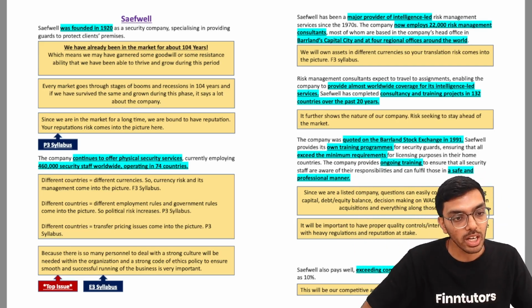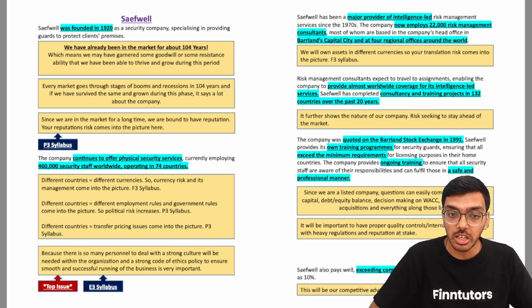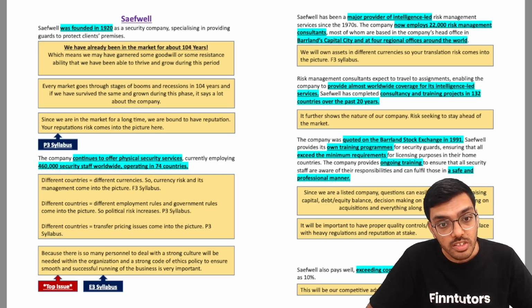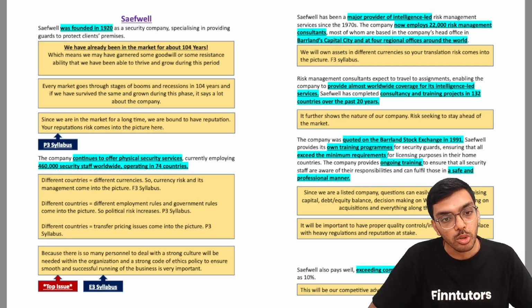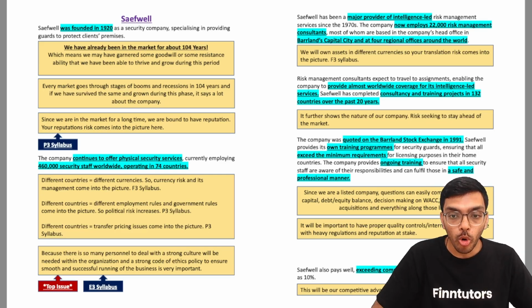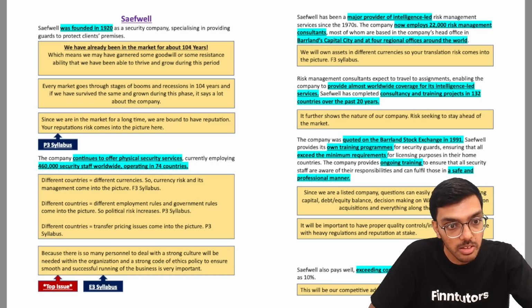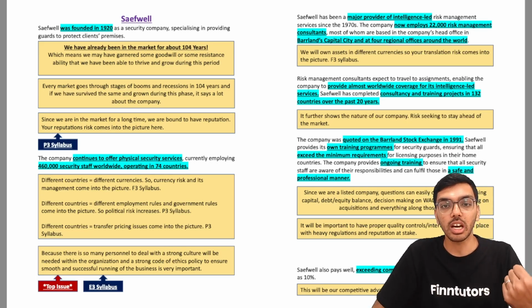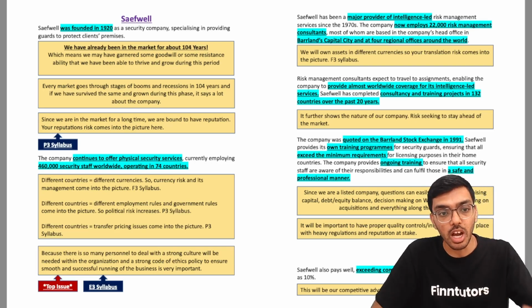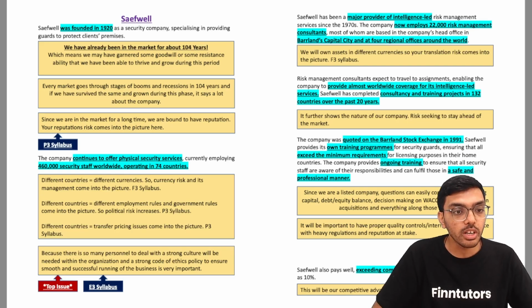So what I learn over here, straightforward, and what is going to be an exam question in my opinion, 100% rather, is going to be relating to your different currencies. So different countries is equal to different currencies. So currency risk and its management comes into the picture over here, because your home country's currency is going to be different to the currency in which your businesses are running. So F3 syllabus, how will the currency risk be managed? Different countries is equal to different employment rules, different government rules. So your political risk comes into the picture, which is again your P3 syllabus.